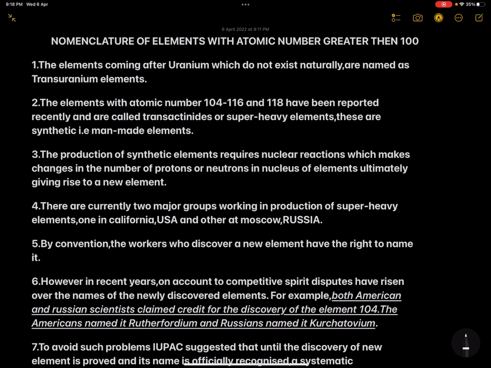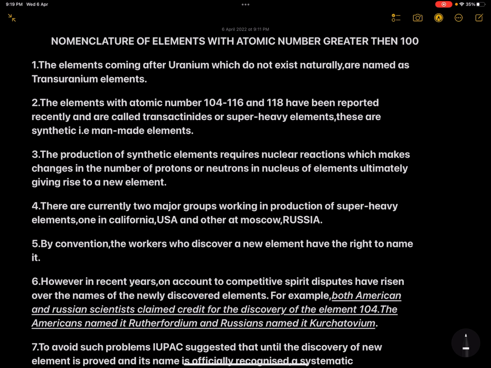Now it's point number two. The elements with atomic number 104 to 116 and 118 have been reported recently and are called transactinides or super heavy elements. These are synthetic, that is man-made elements.